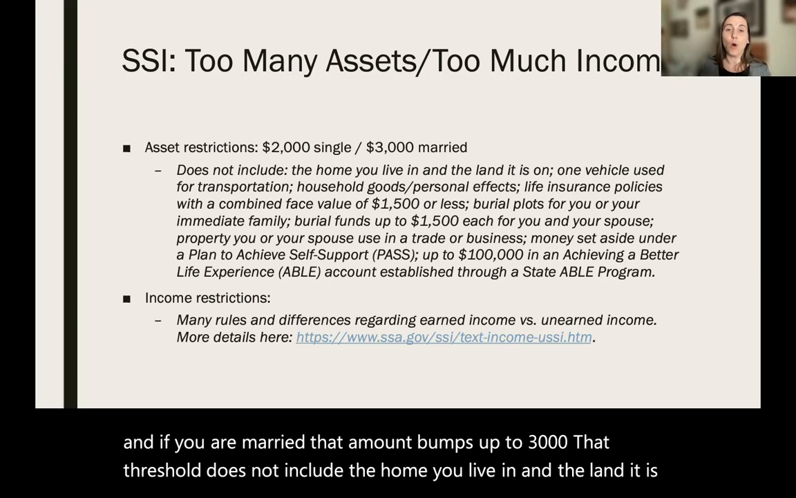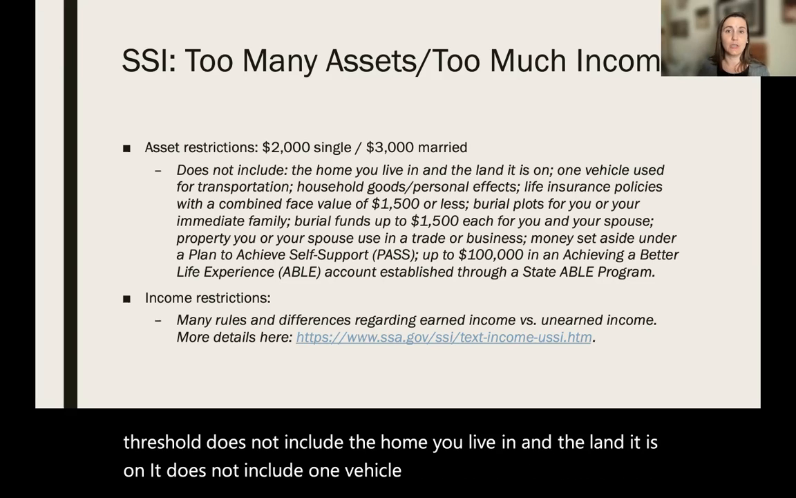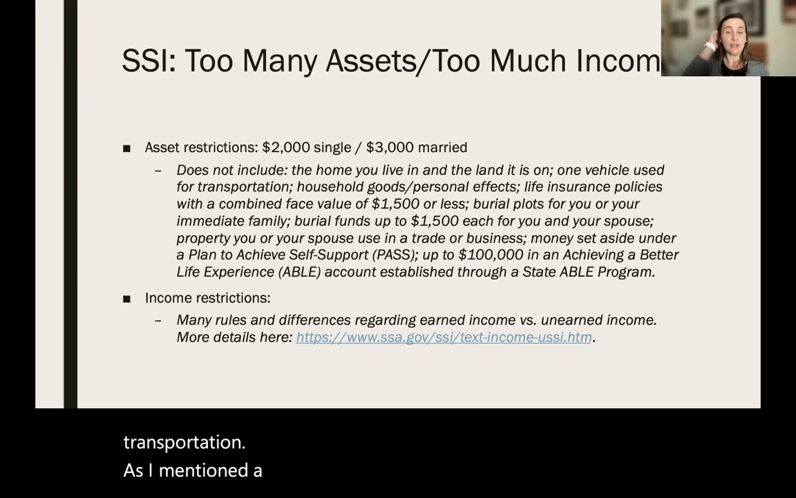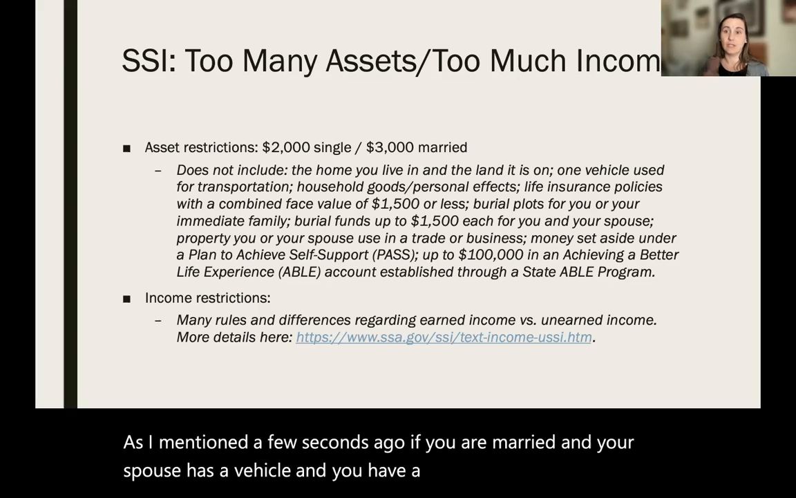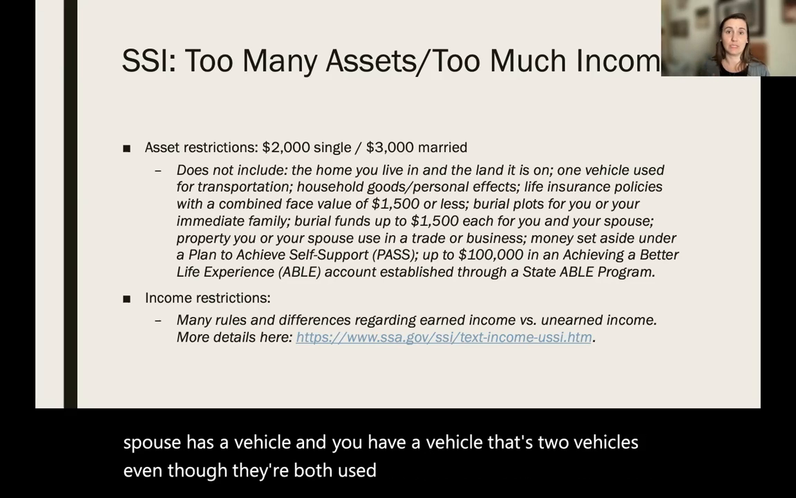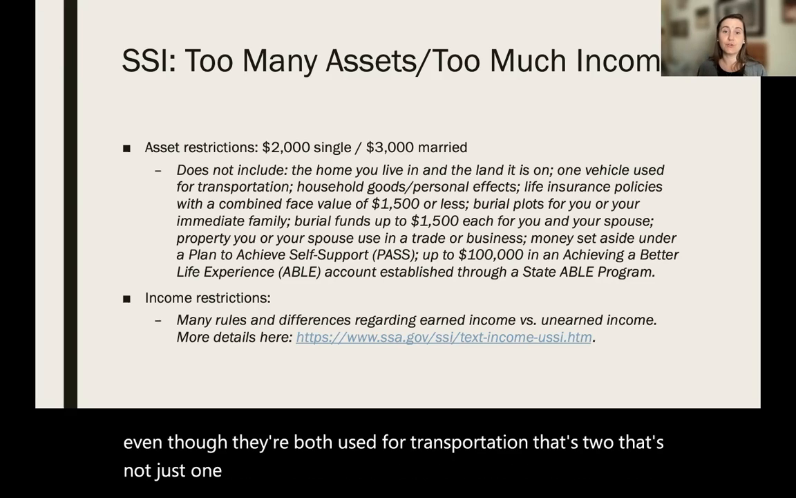It does not include one vehicle that's used for transportation. As I mentioned a few seconds ago, if you are married and your spouse has a vehicle and you have a vehicle, that's 2 vehicles. Even though they're both used for transportation, that's 2. That's not just 1. So 1 vehicle used for transportation.